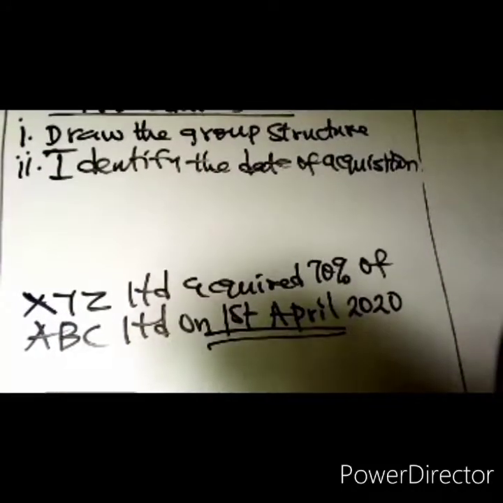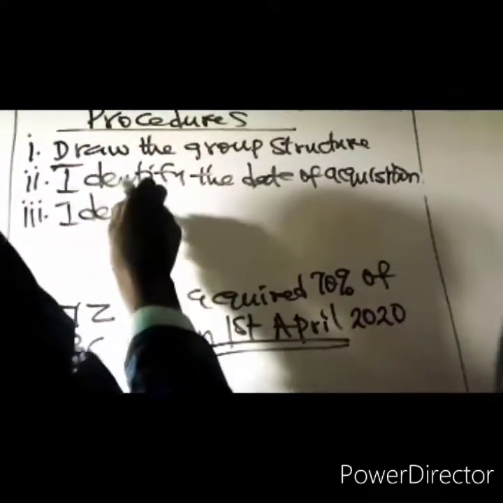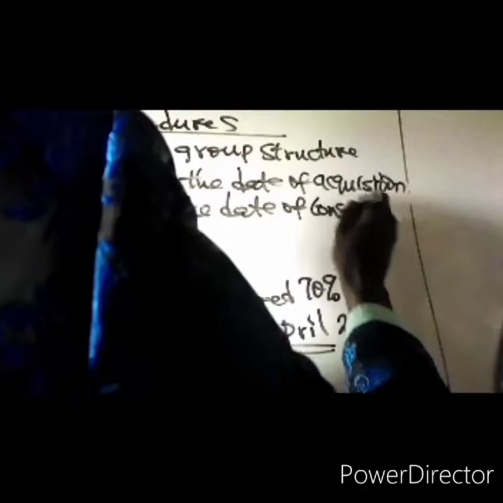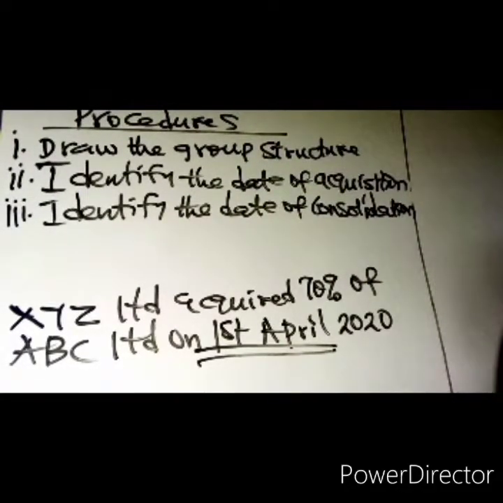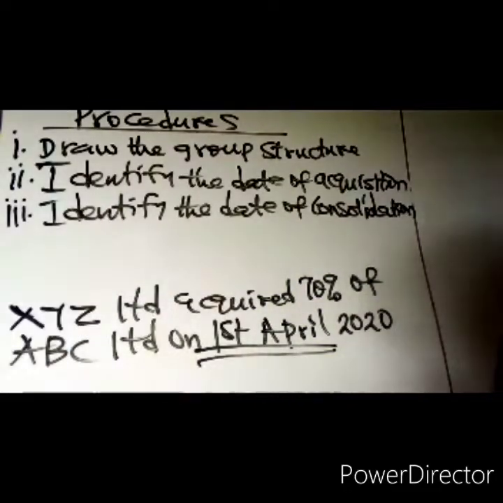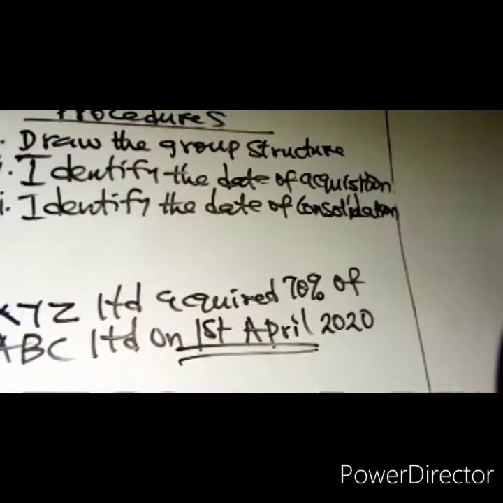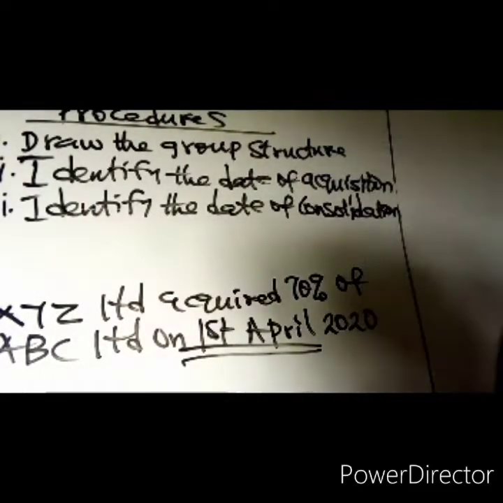Step three, identify the date of consolidation. The date of consolidation is the reporting date of an entity. So you identify the date of acquisition, then you also identify the date of consolidation. The reporting date of an entity is said to be the date of consolidation.